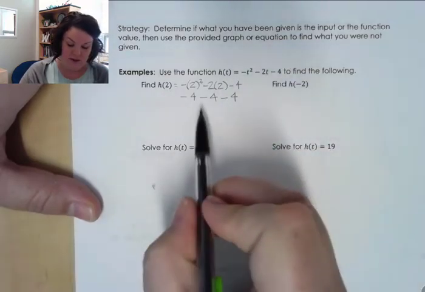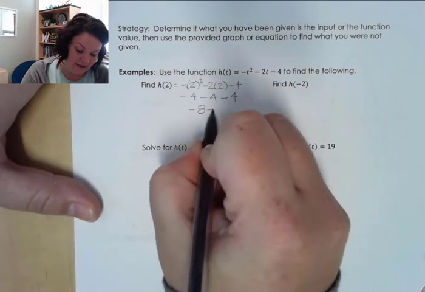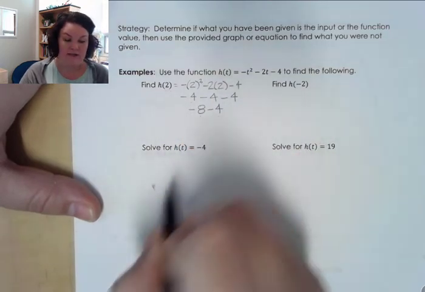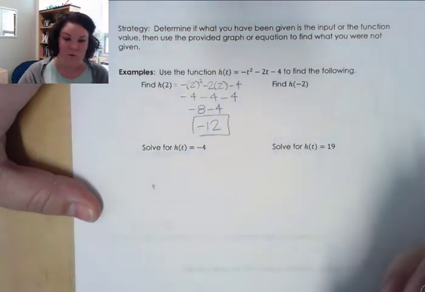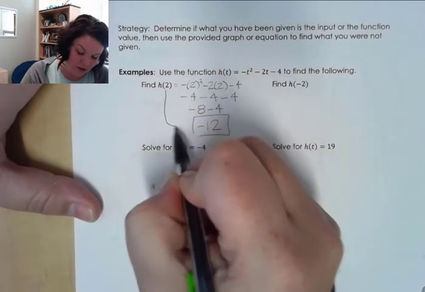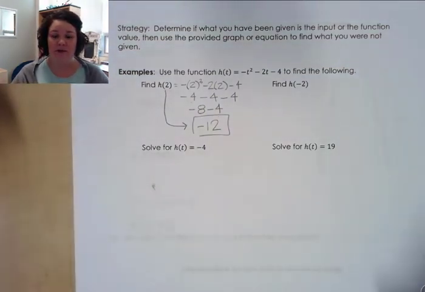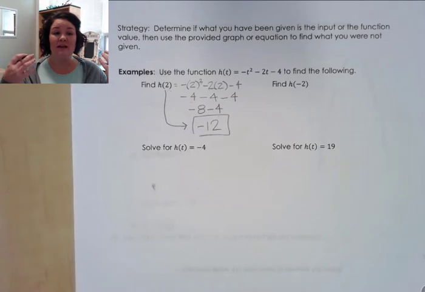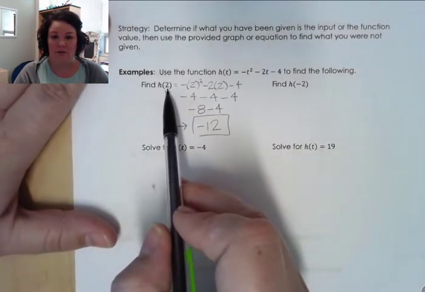Okay. So then I just start combining. Negative 4 and negative 4 gives me negative 8. And negative 8 minus 4 gives me a negative 12. So what this tells me is that when I plug 2 into my function, it equals negative 12. So this was an example where they're giving us an input because it's inside the parentheses. Okay, let's look at another one like that.